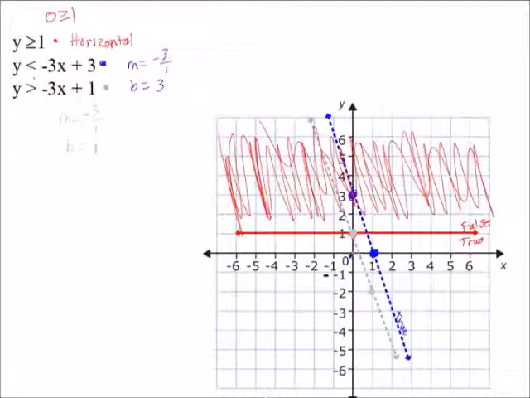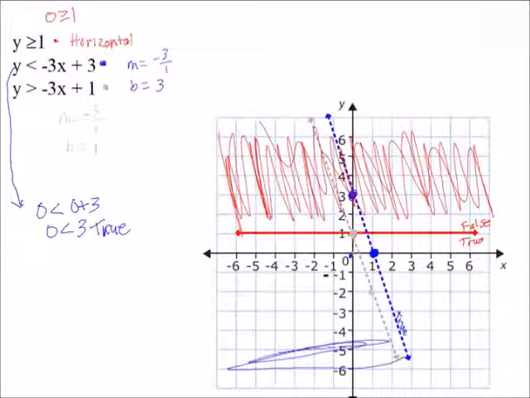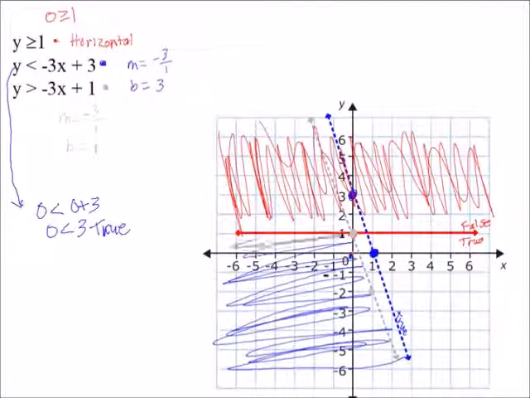So let's meander right here. 0 is less than 0 plus 3. Is 0 less than 3? That is a true statement. Okay? So I have to shade everything on this side of the line. So let's go ahead and do that.